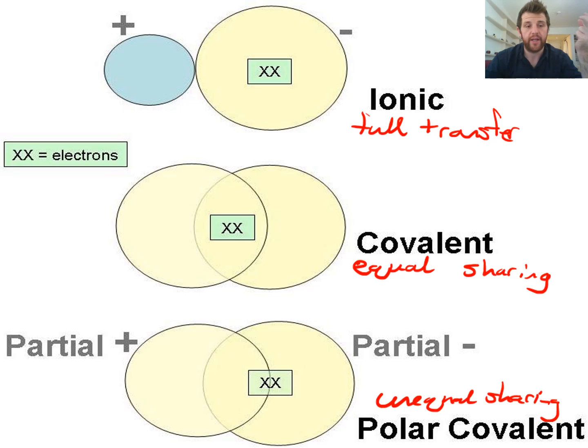If we're looking at this, we have the 3 different types now. So we have ionic, which is a full transfer. Covalent, which is equal sharing. Polar covalent, which is unequal sharing.